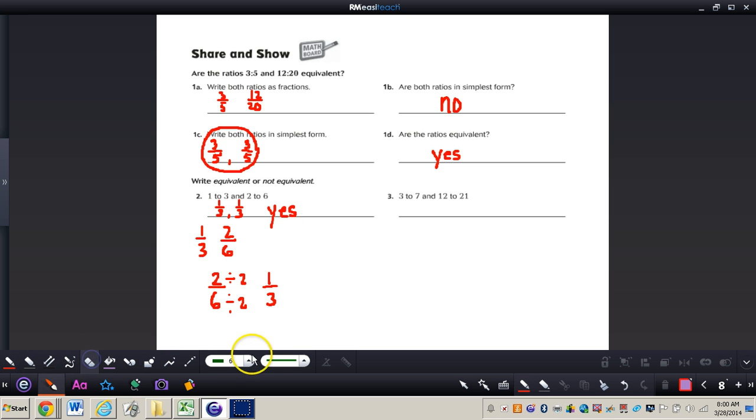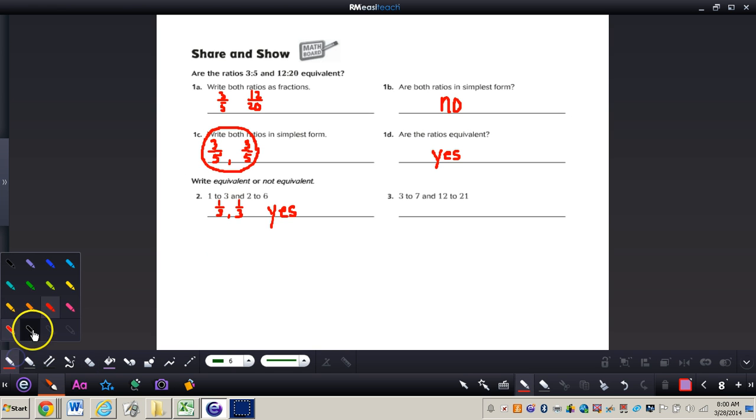Okay, let's take a look at number 3 in the share and show. We have 3/7 compared to 12/21. First of all, 3/7, we know that is in simplest terms. The reason why we know that is because there's not any other number other than 1 that can go into both 3 and 7 evenly. Especially when you're dealing with two prime numbers, you for sure know that it's going to be in simplest terms. Now 12 and 21, that's a different story.